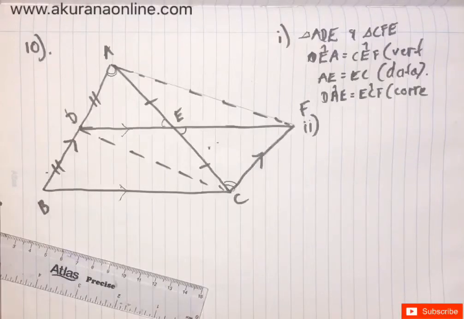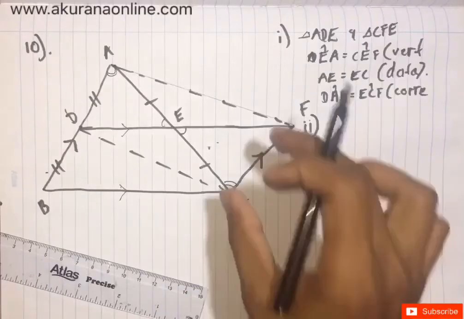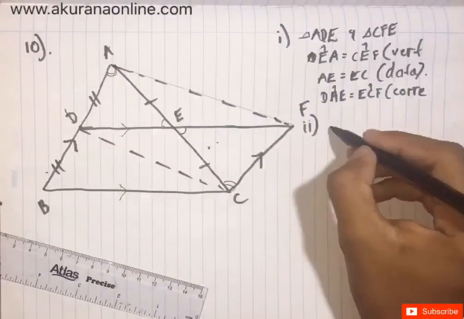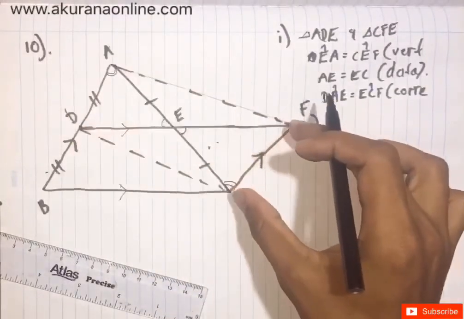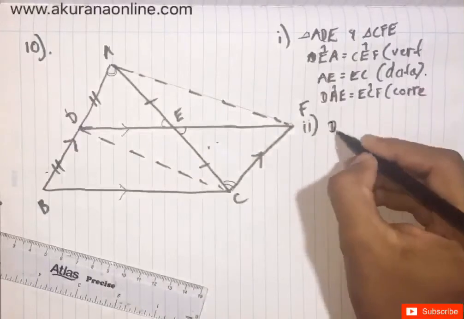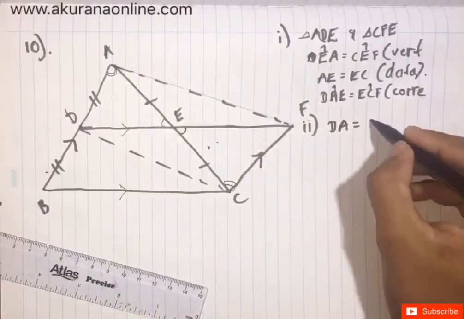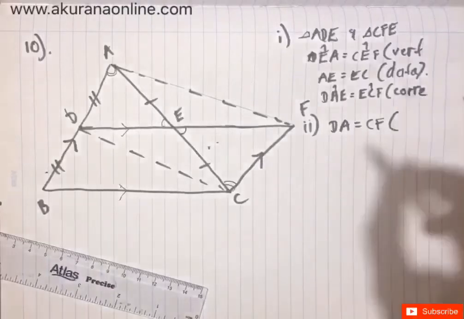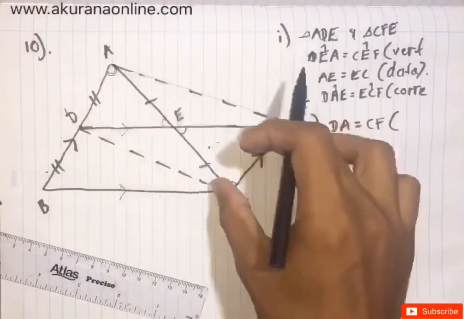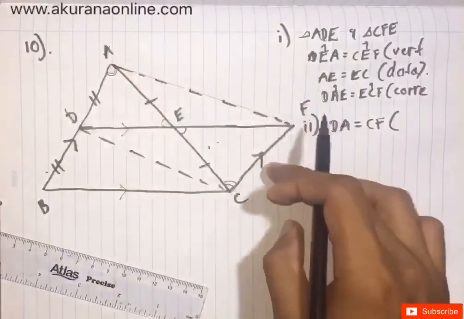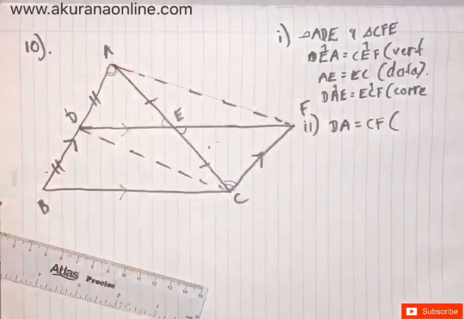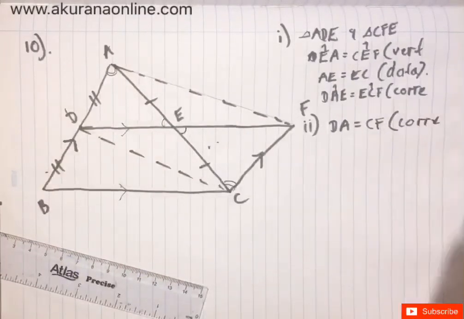Okay, now first let us show that ADCF is a parallelogram. How do you show? Now you have to prove one property. Okay, look here, this is the way I'm going to prove. Since these two triangles are congruent, you can say that DA is equal to CF. Why? Corresponding sides of congruent triangles. These two sides should be equal.